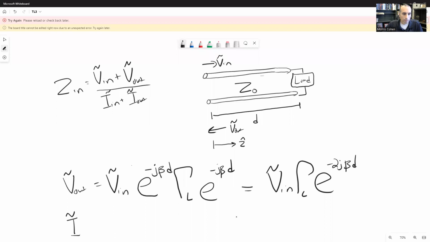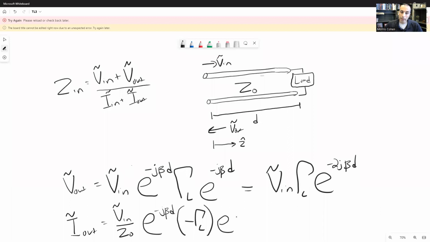All right, I out. We'll start out by taking the input voltage divided by Z0. Z0 is still going to define the ratio of voltage to current for any wave that's moving along this transmission line. We still have to propagate it to the load. We're going to have that same phase factor of e to the minus j beta D. But now we get to the reflection. And the reflection for current is the negative value of the reflection coefficient for voltage. So I'm going to put in a minus gamma L right there to indicate that we're multiplying this result by minus gamma L. And then we have to propagate it again back to the source.